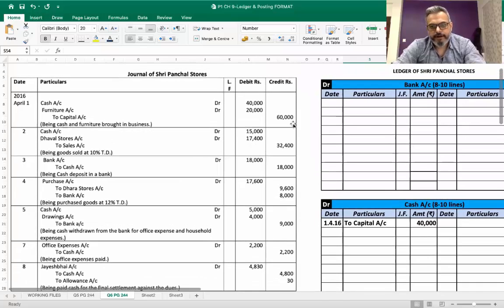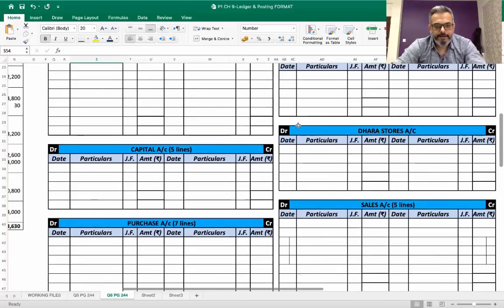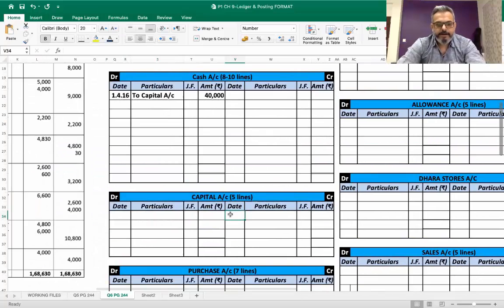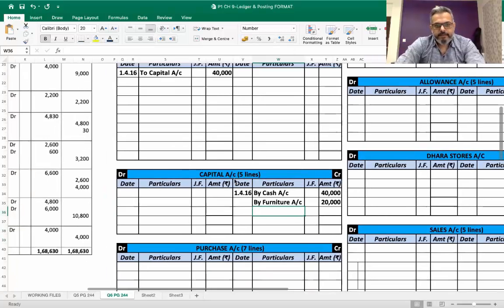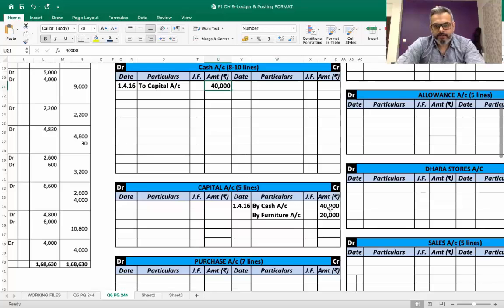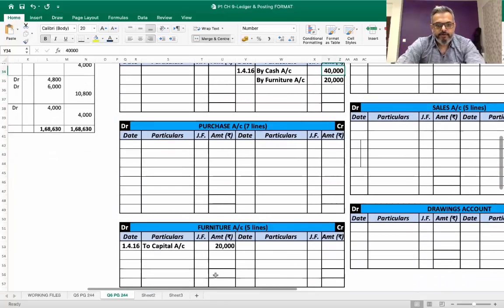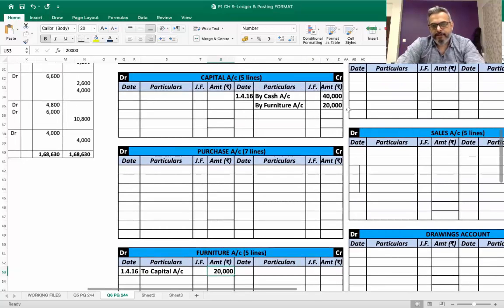Then capital account credit 60,000. So come to the capital account. Now capital account credit 60,000 comprises two things. One is cash 40,000, so on the credit side 40,000, and the other is 20,000 furniture. So here we write by cash account and by furniture account. You can see that cash you debited 40, in capital you credited 40. Furniture you debited 20 and capital you credited 20.